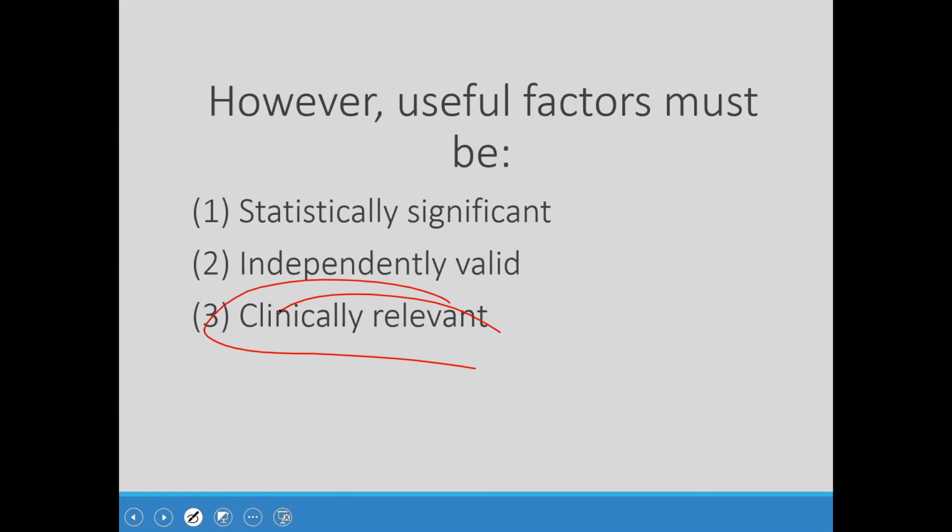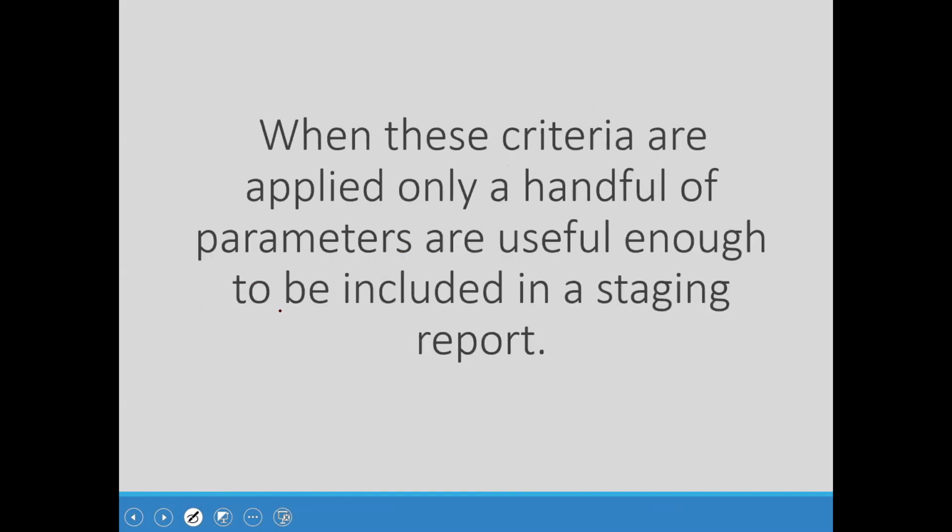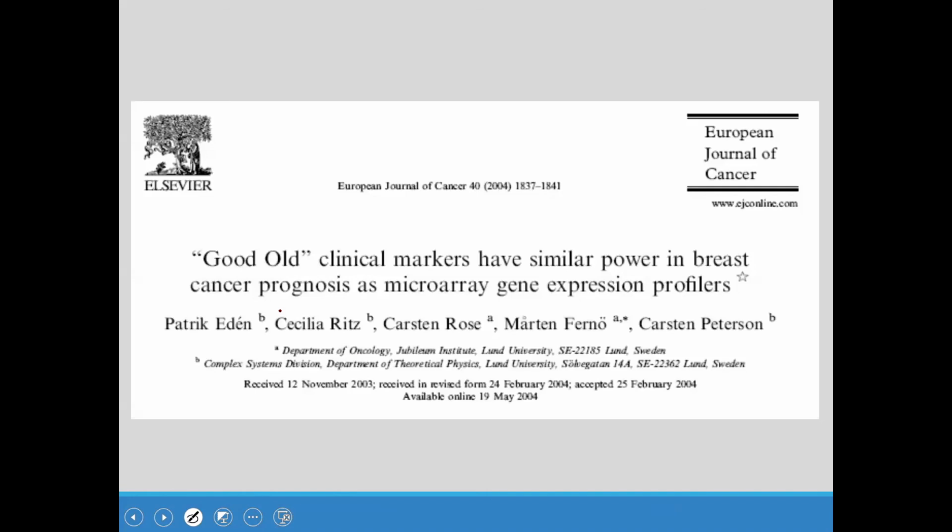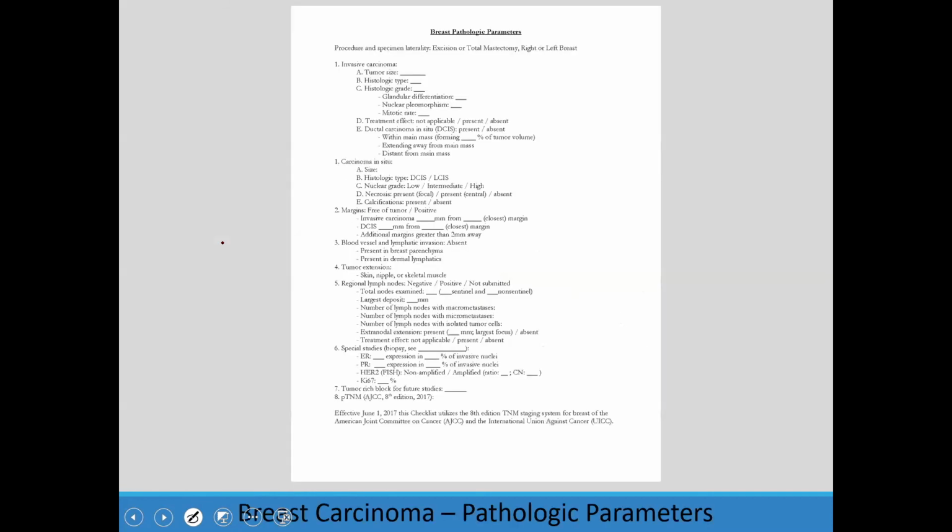So, in order for a factor to be useful, it can't just be interesting in the lab. It can't just be interesting theoretically. It needs to be proven to be clinically useful and clinically relevant in the care of patients. So when you apply that criteria, there's only a handful of parameters that are going to be included in a staging report. This is an interesting article that came out regarding the gene expression profiles that I just showed, which eventually established that the old clinical markers that we used are very similar in power to the microarray gene expression profiles. And so just because something's new, it doesn't necessarily make it better.